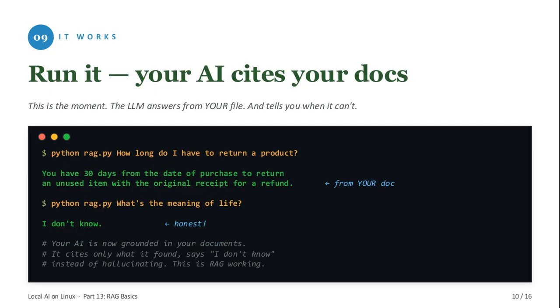And now the payoff. Ask about returns and the model answers straight from your policy file. 30 days, unused, original receipt. Ask it the meaning of life and it just says, I don't know. That's the whole point. It's grounded in what you gave it, and when the answer isn't there, it admits it instead of inventing one. That's RAG actually working.